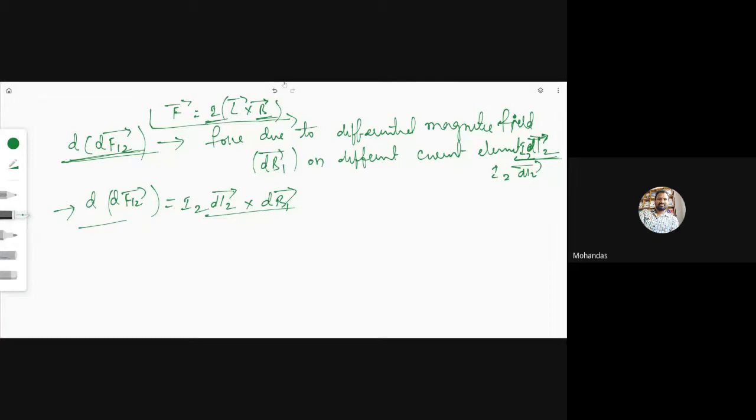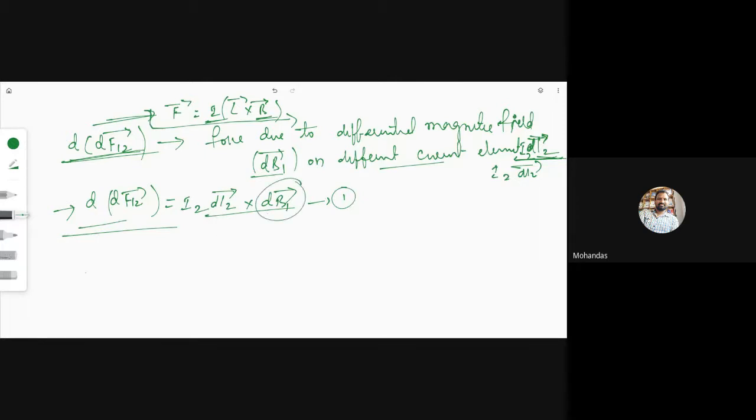Rakesh, equation clear na? Doubts? Yes, sir. Okay, na? So what is this equation? Differential force due to differential magnetic field dB1 on differential current element I2 dL2. So from this equation, I wrote this formula. So let us say this is equation 1. Now I have to calculate dB1.